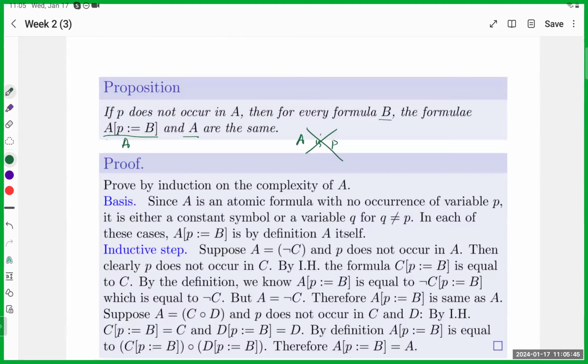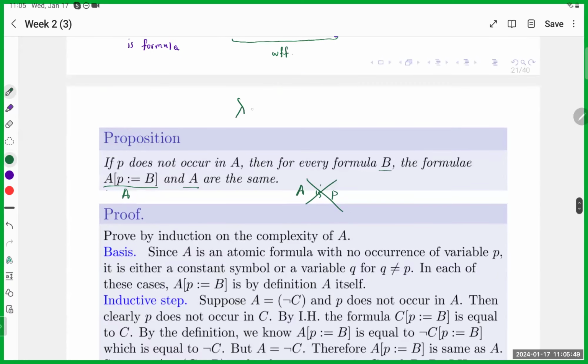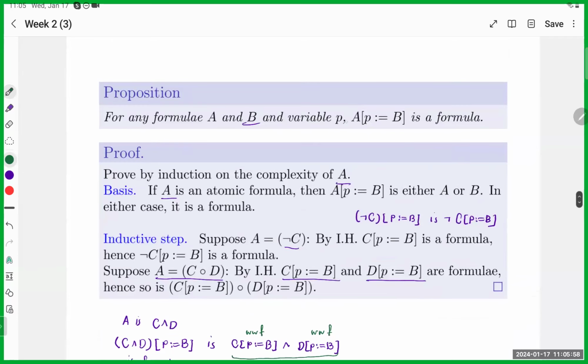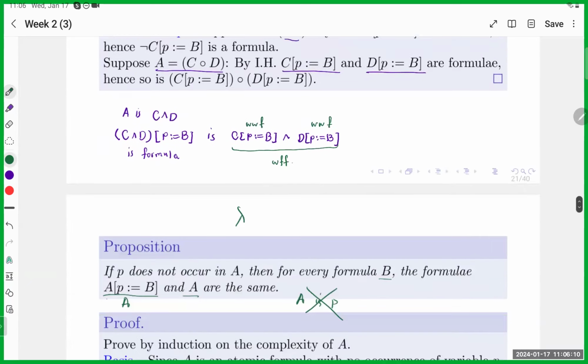Empty set, but we're not talking about sets. Empty, I think you meant empty string. Empty string is not a formula, right? We just proved that substitution always gives you a formula. Empty string is not a formula. So no.